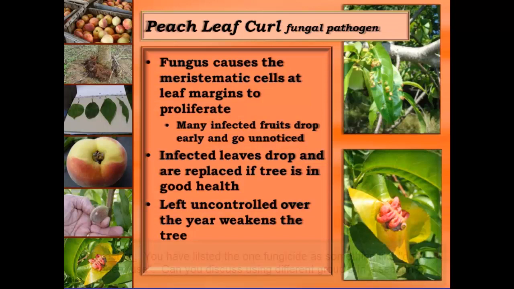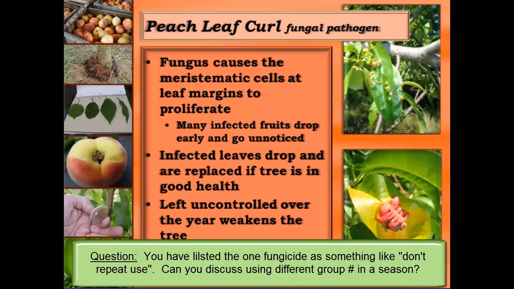Okay, you have listed the one fungicide as something like don't repeat use. Can you discuss using different group numbers in a season? Well, when I say don't use repeatedly, the main reason, and when we're talking about fungicides today, this also applies to herbicides and insecticides as well, depends on how they kill the pest, whether they attack it from multiple sites or from a single site. That really determines how quickly a fungicide, in this case, can develop resistance.